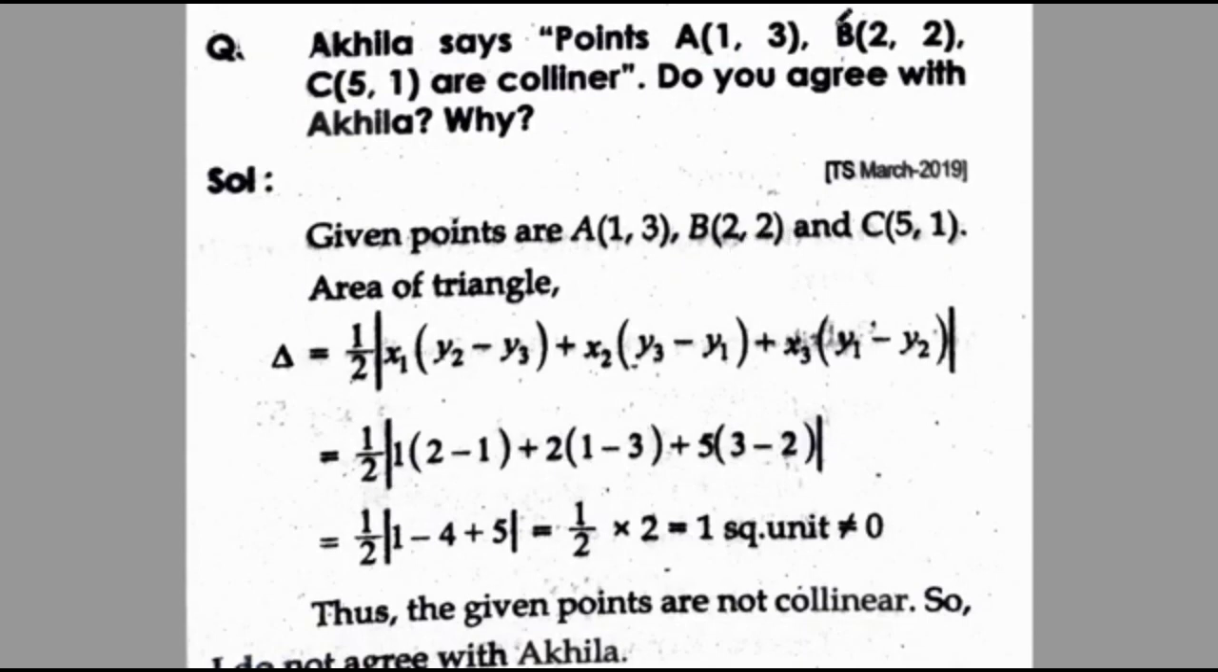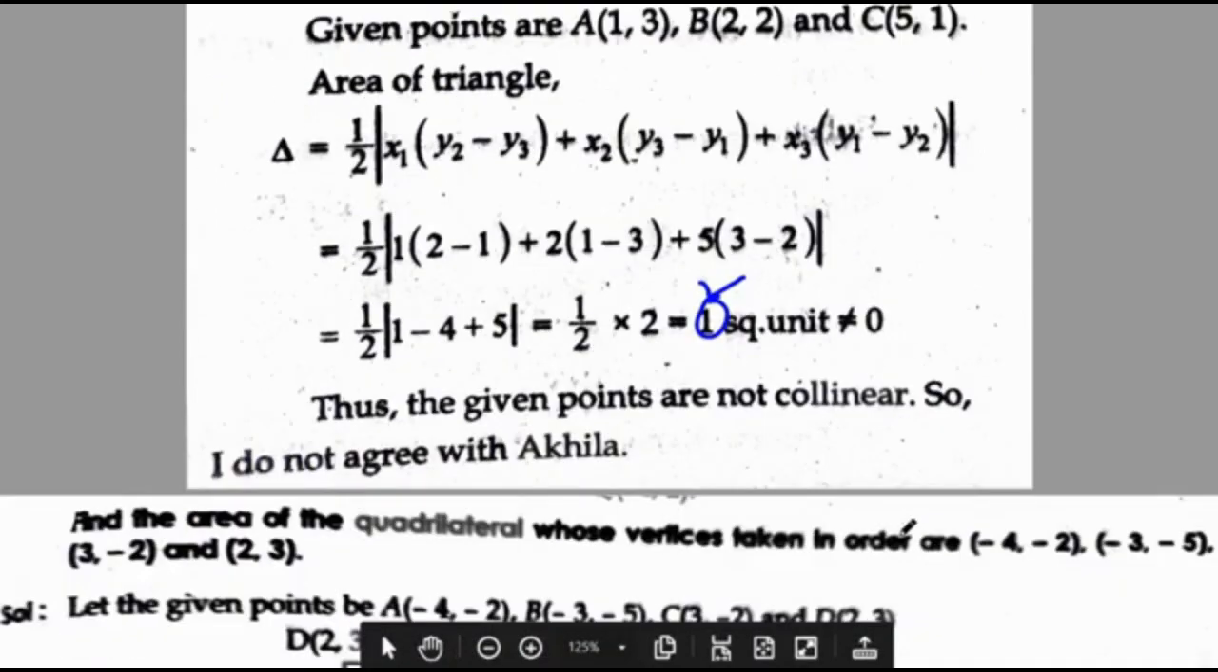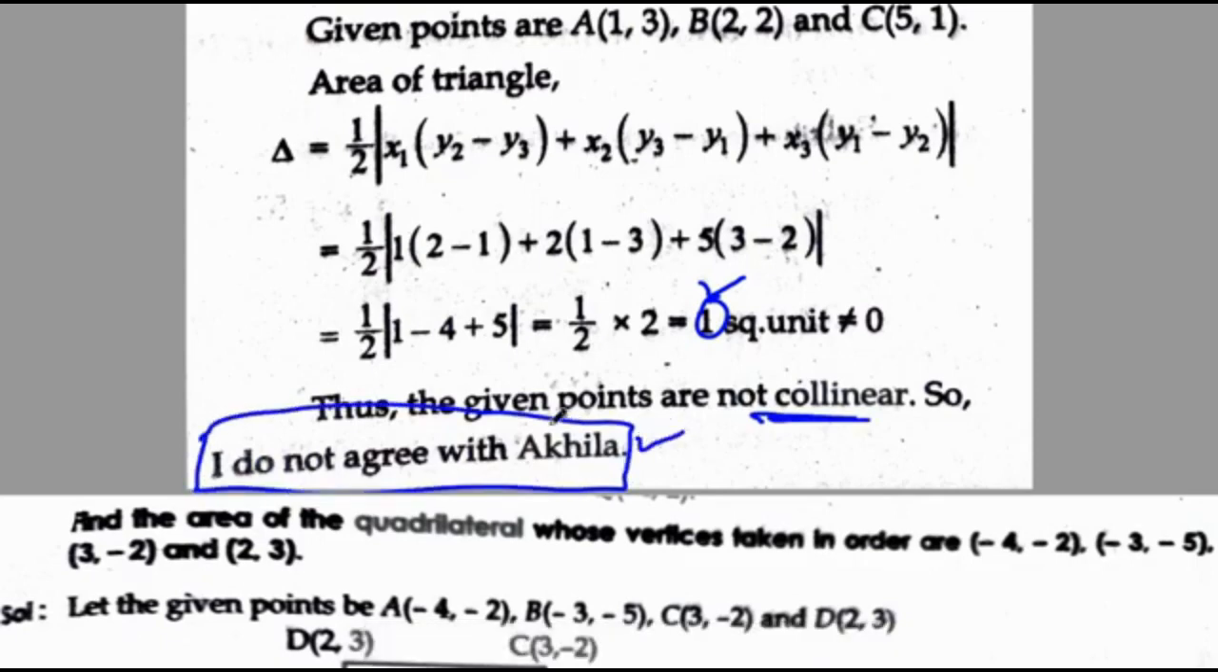Akila says points (1, 3), (2, 2), (5, 1) are collinear. Do you agree with Akila? Collinear means you have to prove the area of the triangle is equal to 0. Represent the points as x1, y1, x2, y2, x3, y3 in the formula. If the answer is 0, then they are collinear. Otherwise, it is not. Clearly, the answer is not 0. Therefore, the given points are not collinear. Simply proving they are not collinear does not work. So this last step is very important. I do not agree with Akila because the area of the triangle is not equal to 0.